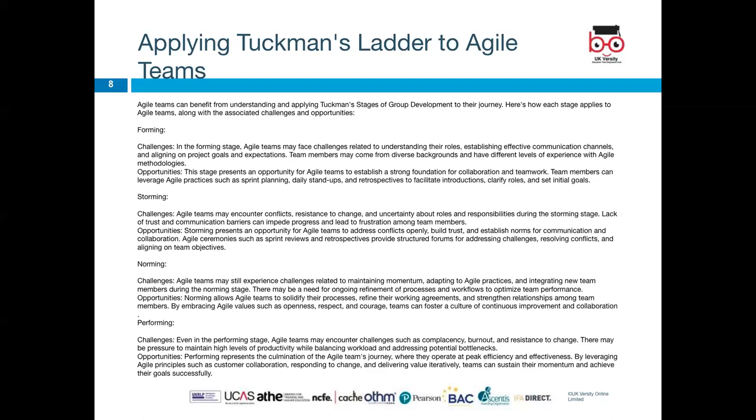And then the performance stage. If you are working in the performance stage, you can experience burnout, and some people might be resistant to change, and there may be pressure to maintain a high level of productivity while balancing workload and addressing potential bottlenecks. What is the opportunity?